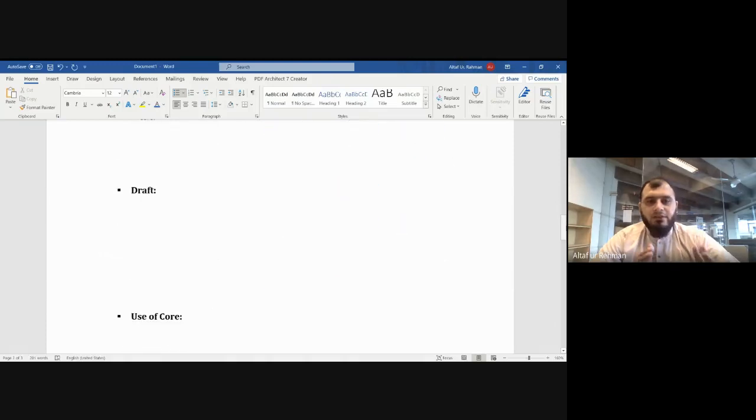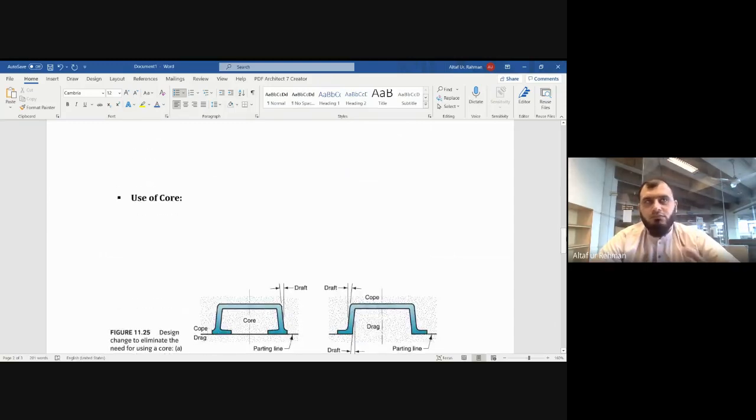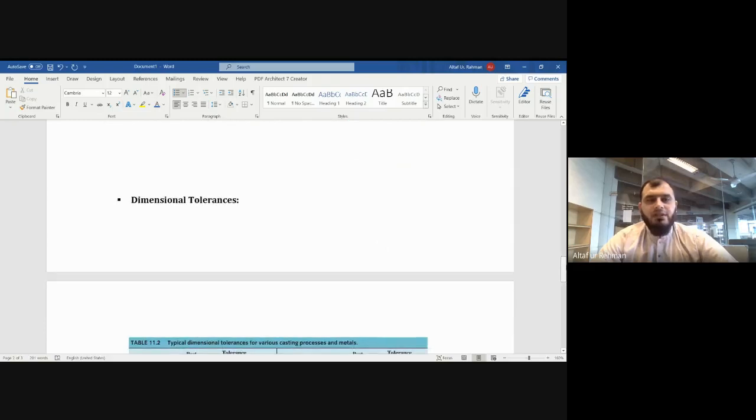And the draft is used for removing the pattern or the part from the mold itself. Use of cores must be avoided; the fewer the cores, the better the casting will be. For dimensional tolerances, we need to look at the different types of castings. In sand casting we will look for some dimensional accuracies, and for permanent mold casting we will look for other dimensional accuracies, also for different types of materials.